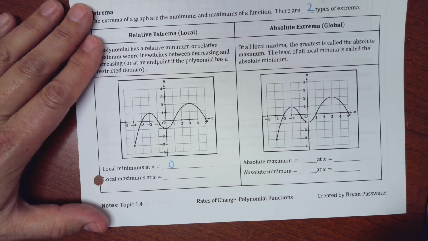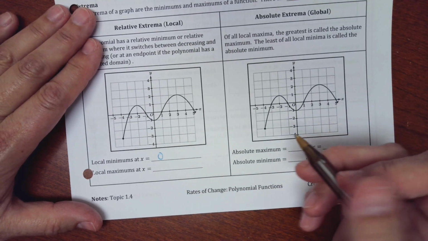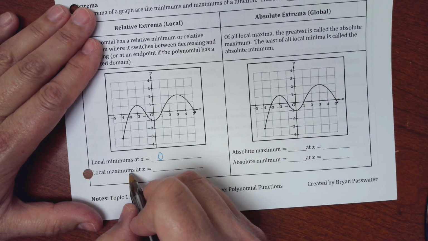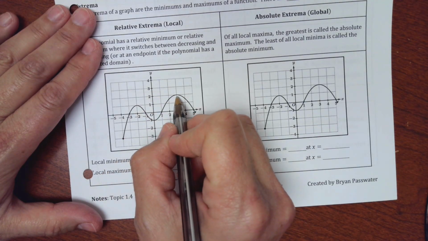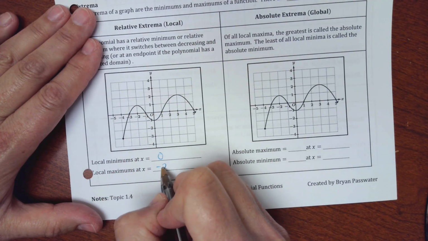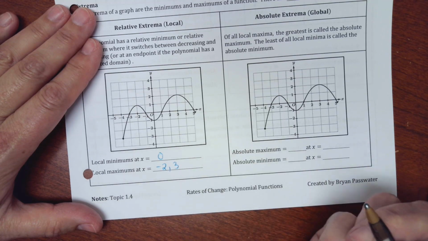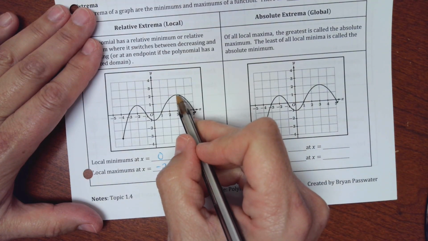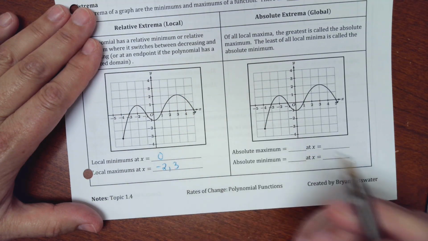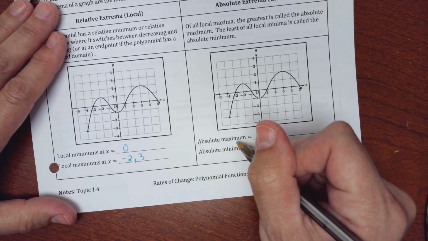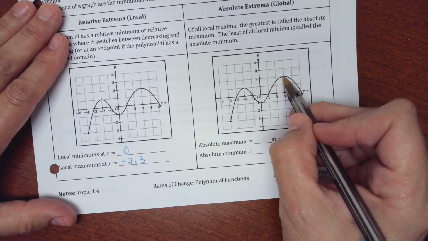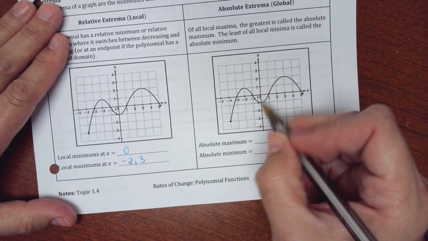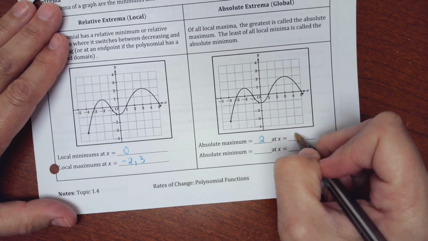So for instance, let's take a look at this one. Local maximums, so here and here, so at 2 and at 3. Now just to point out, at 3, that's actually an absolute maximum because it's the highest on the whole picture. Absolute maximum, so this is the absolute tallest. The maximum value is 2, and it happens at x equals 3.